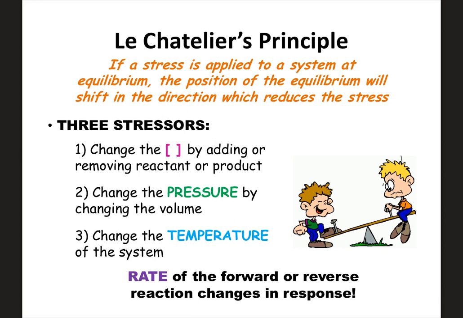Basically, the rate of the forward or the reverse reaction will change in response to the stressor that we apply. And you can actually predict which way it will change based on the stress that you're applying to a particular system. So that's what we're going to look at here with Le Chatelier's principle. We apply some type of stress, and the equilibrium system responds to minimize the stress that was just applied.